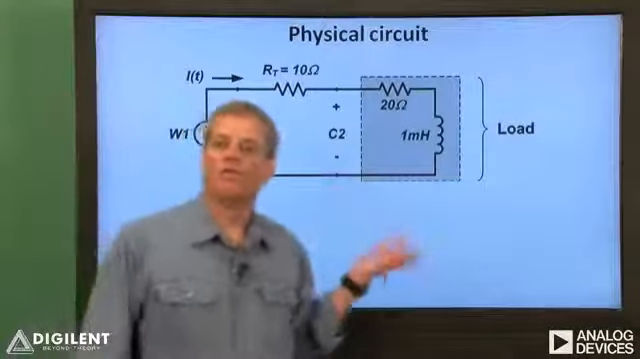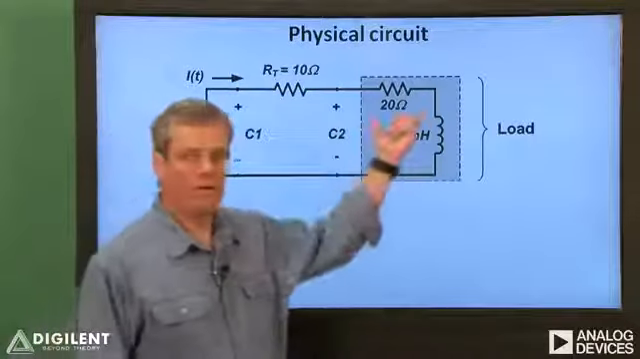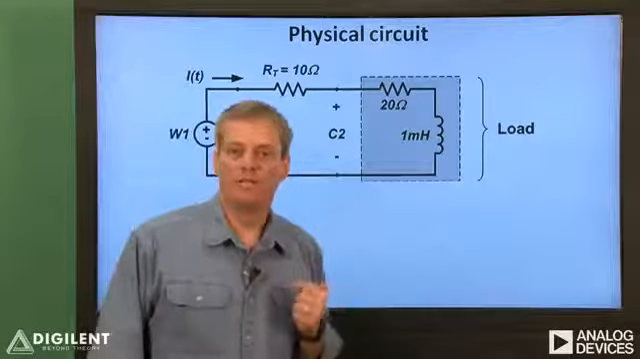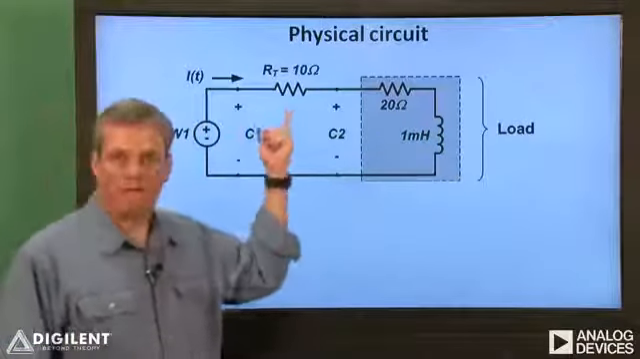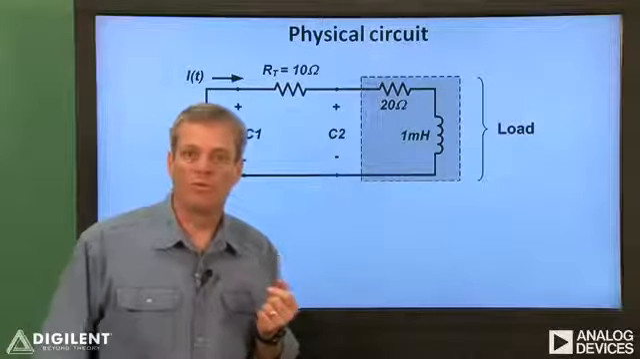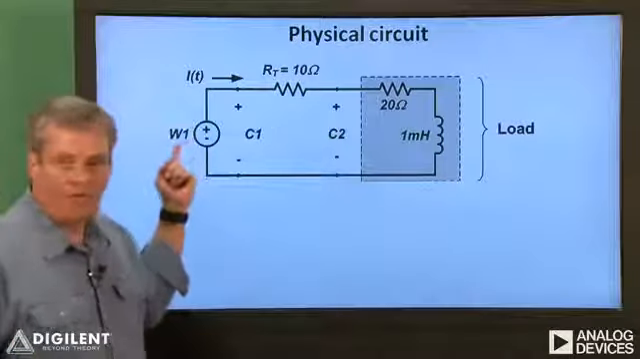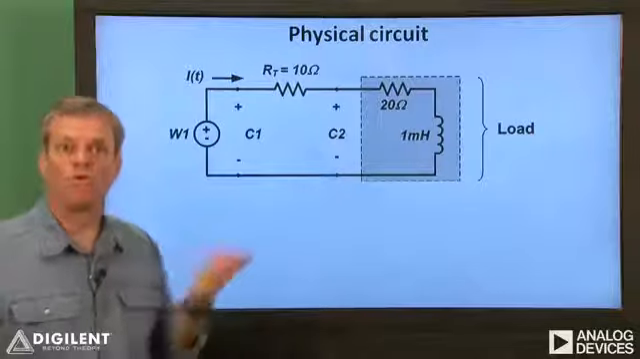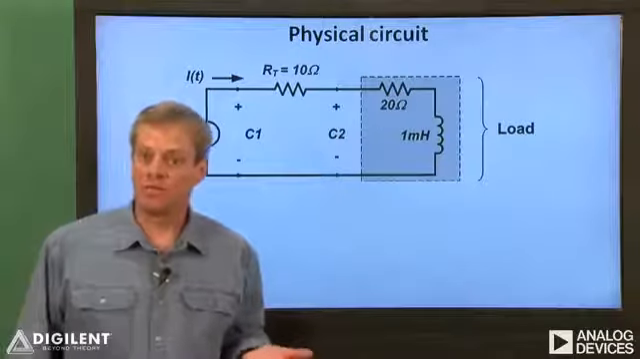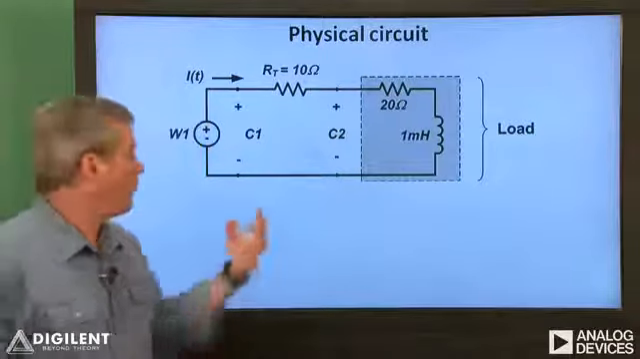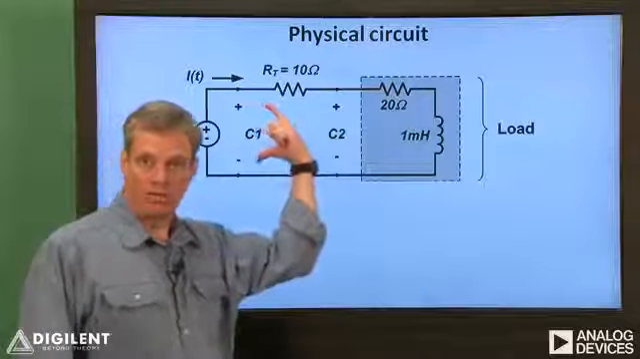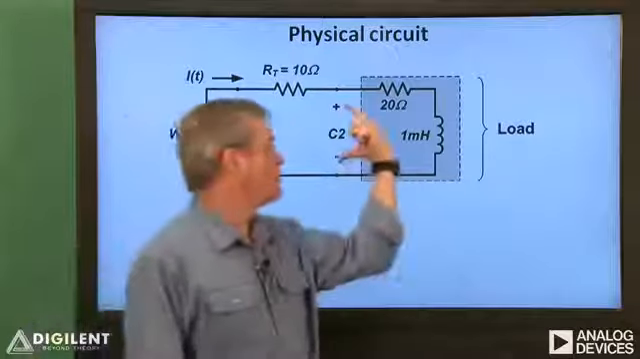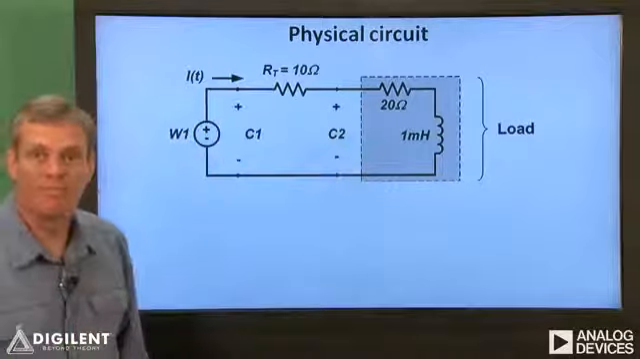This is the physical circuit we'll create. The load consists of a 20 ohm resistor and a 1 millihenry inductor. Our transmission resistance will be represented by a 10 ohm resistor. We'll use channel 1 of our waveform generator as our source. We'll apply a 17 kilohertz sinusoid to the circuit. We use channel 1 of our oscilloscope to measure the voltage across the source and channel 2 of the scope to measure the load voltage.